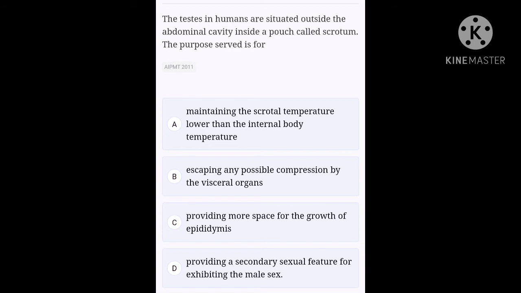Direct lines from NCERT. The testes are situated outside the abdominal cavity within a pouch called scrotum. The scrotum helps in maintaining the temperature of testes, which is 2 to 2.5 degrees Celsius lower than the normal body temperature, necessary for spermatogenesis. So the correct option is A.